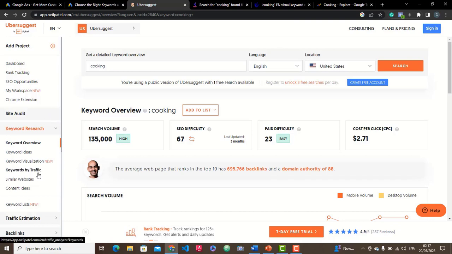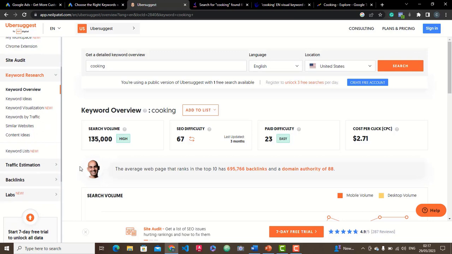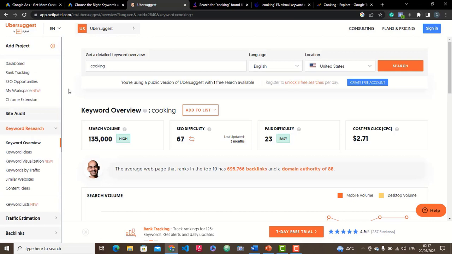As an example, if you search cooking here and click on search, it's going to show you the search volume, which is the number of times people are actually searching for this particular keyword. It is a high search, and the SEO difficulty is 67 over the past 3 months. It gives you the difficulty in paid traffic, people that are doing Google ads, and you can also see the cost per click that people pay. So an average website that can rank in the top 10 of Google has to have.